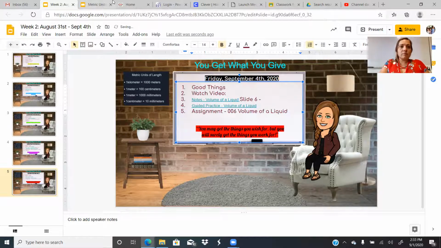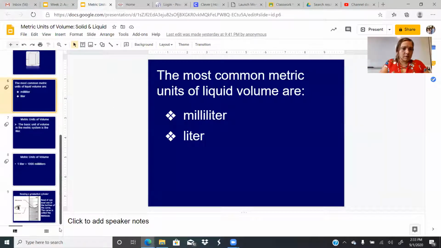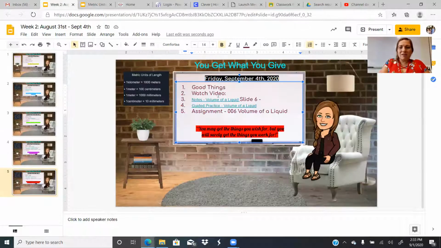I don't know how many slides are 6 through 9. See, this is so short and sweet. Okay, slide 6 through 9.